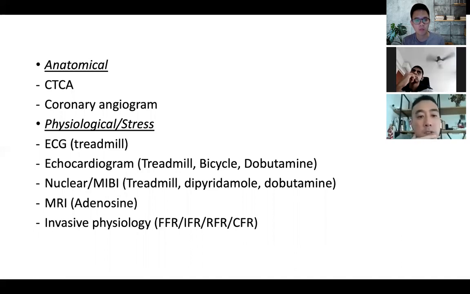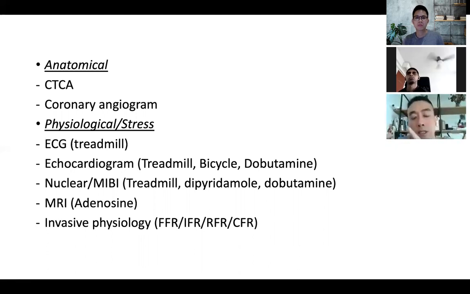And then for your physiological slash stress test, they are divided into the modality, how you're going to look for ischemia, and the stress component. So I think the first one, the most basic, is a treadmill ECG. So obviously you're using ECG to look for ischemia. And if you look at the ischemic cascade, it's one of the last things that will appear when you have an ischemic response.